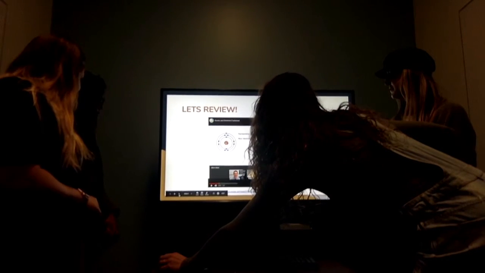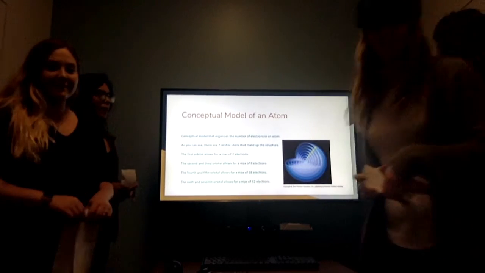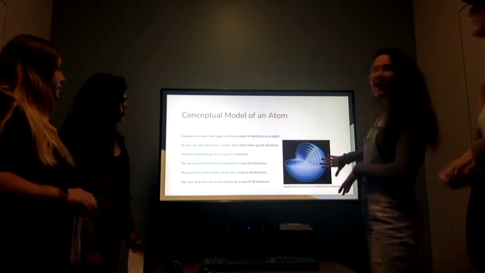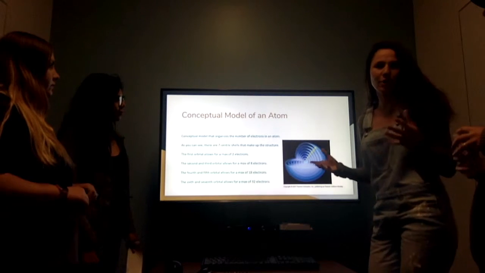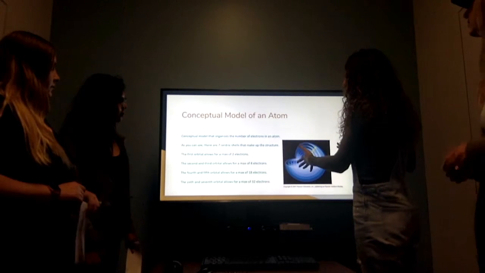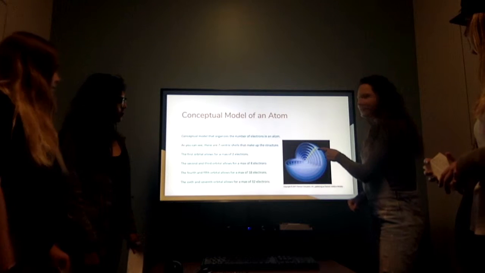Let's move on. I will be talking to you about the inside of an atom. This is a conceptual model of the atom. Because atoms are so small, we can never have a physical model. It organizes the number of electrons in an atom, and as you can see, there are 7 concentric shells.